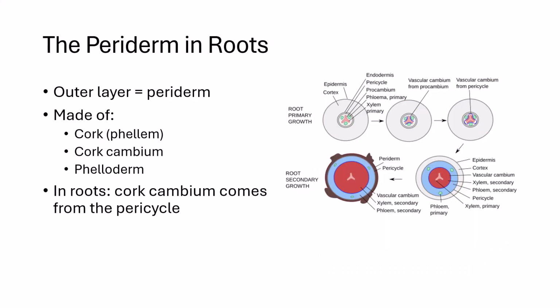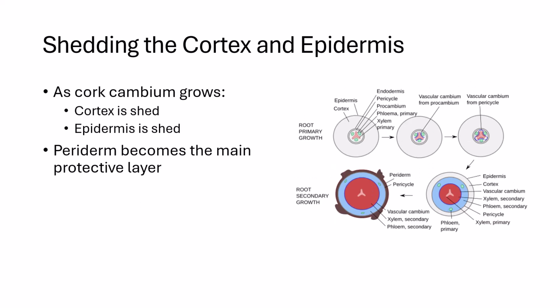The outer protective layer of a woody root is the periderm, just like in woody stems. The periderm is made of cork cambium and phloem. One important difference is that in roots, the cork cambium originates from the pericycle, not from the outer stem tissues, like it does in stems. As the cork cambium in the root continues to grow, it pushes outward and causes the cortex and epidermis to be shed. Over time, the periderm becomes the main protective covering of the woody root, replacing the original outer tissues.